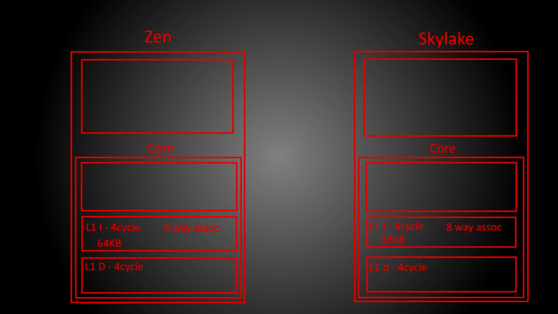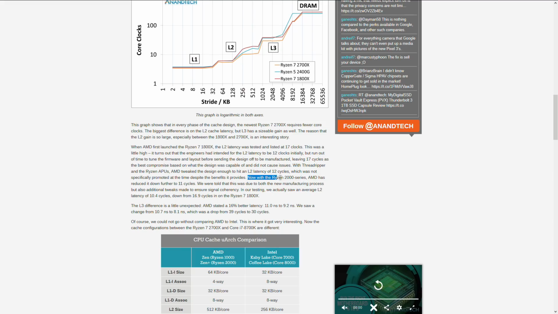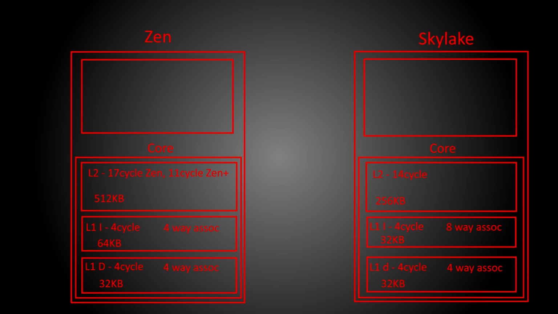For both architectures, the L1 data cache is a 32 kilobyte, 4-way cache. Zen, the first generation, has a latency of 17 cycles for the L2 cache compared to Skylake's 14. However, AMD got the L2 cache in Zen Plus down to 11 cycles, as shown by Anandtech's review linked below. Also, Zen has a whopping 512 kilobytes of L2 cache per core, again twice that of Skylake's 256 kilobytes. So with Zen Plus, not only does AMD have twice the cache, but they also have 22% lower L2 cache latency than the Skylake L2 cache.